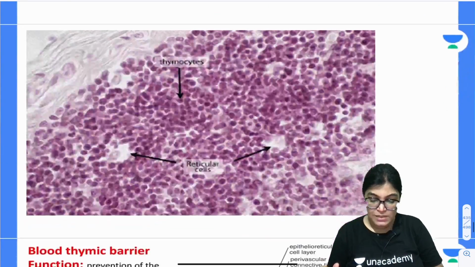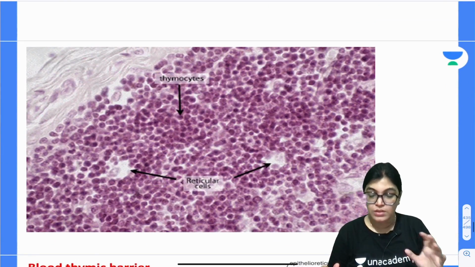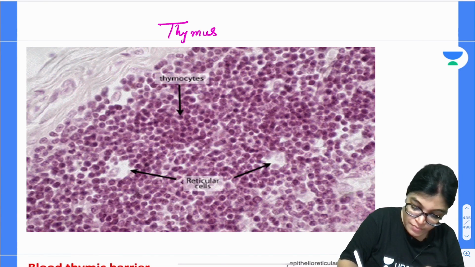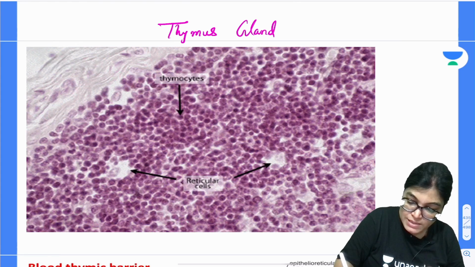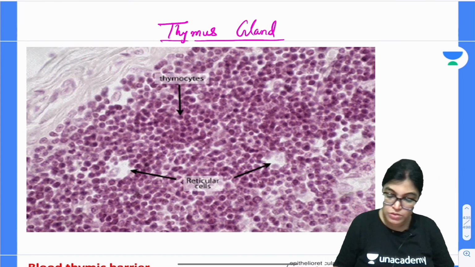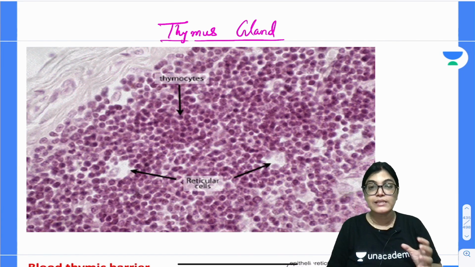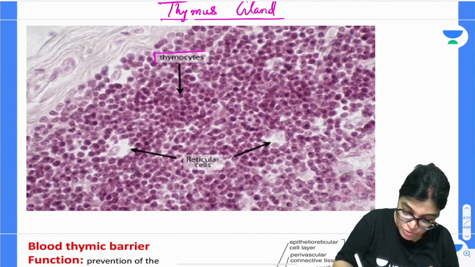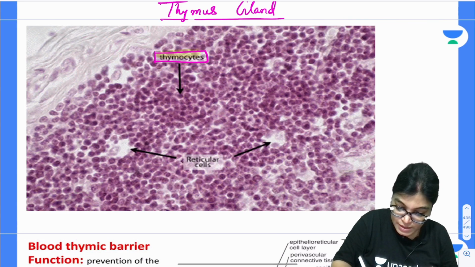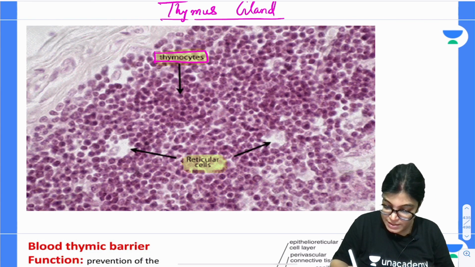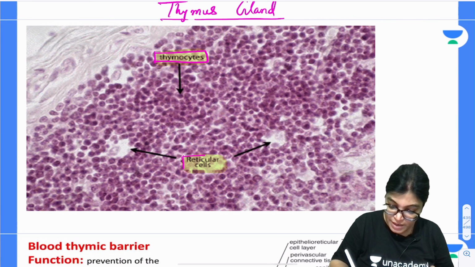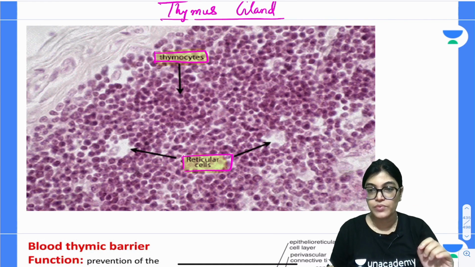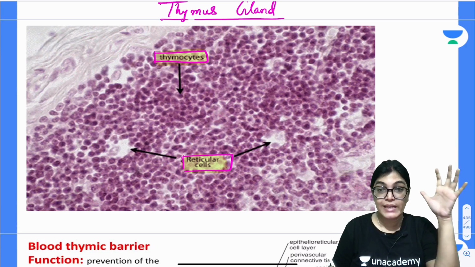So my dear aspirants, before that, one more histological slide. This is again a slide of the thymus gland, and in this slide what I want to show you is the reticular cells and the cells of the thymus gland, that is, thymocytes. You can see here these are the thymocytes and these are the reticular cells. In this diagram we can clearly see the reticular cells and the thymocytes very nicely.